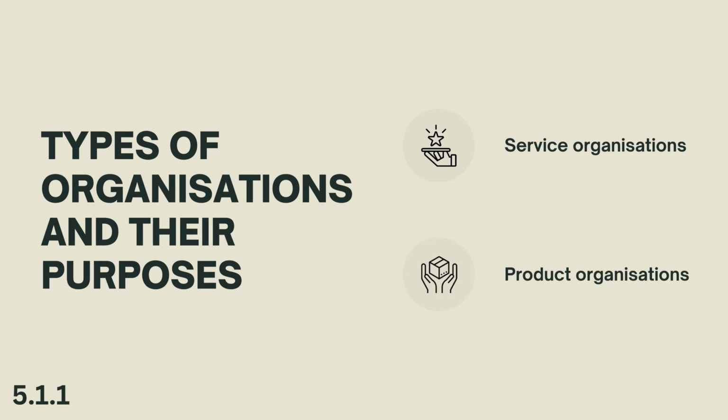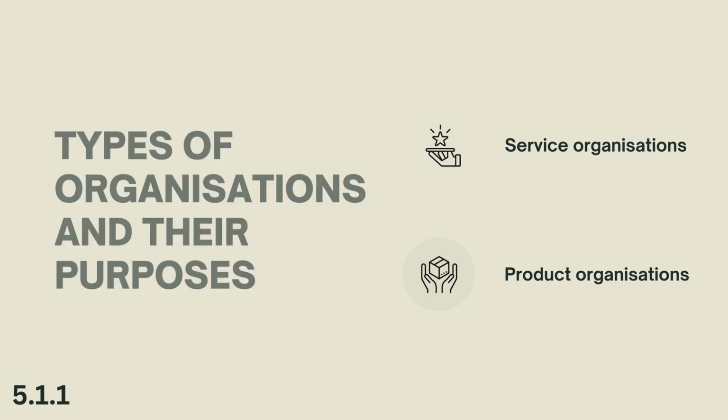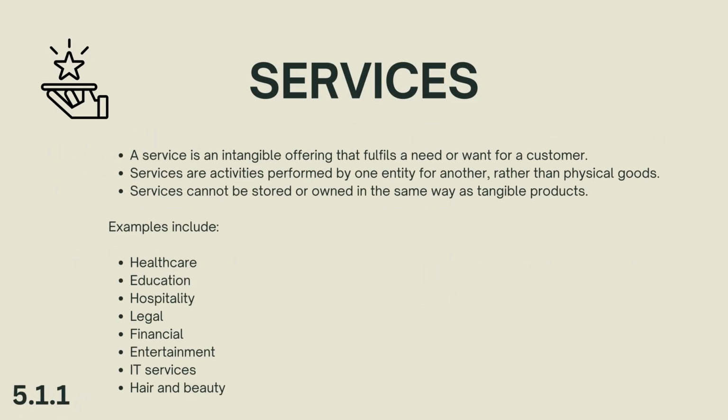Organizations come in many shapes and sizes, but broadly speaking, we can categorize them into two main types: those that provide services and those that provide products. Let's break this down further. First, let's look at service organizations. These are businesses that primarily offer intangible goods, things you can't touch or hold. Examples include healthcare providers, educational institutions, hospitality businesses like hotels and restaurants, and professional services like lawyers or accountants.